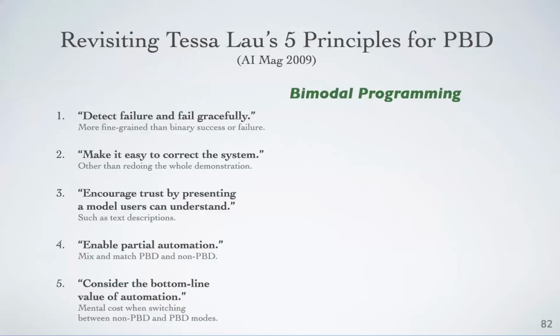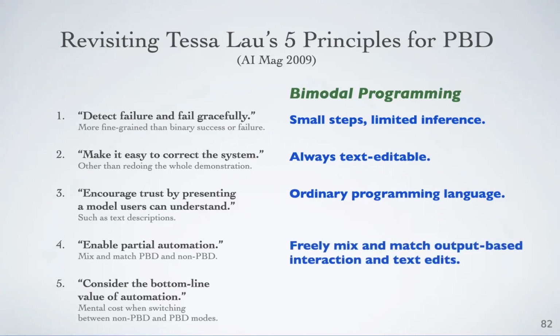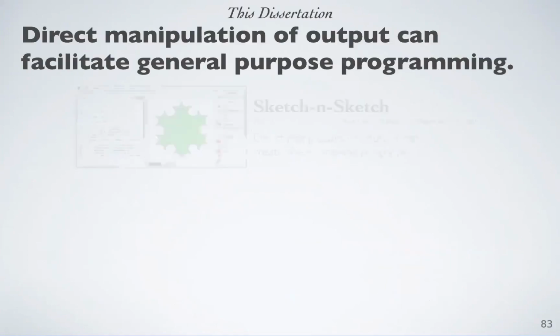All right, bimodal programming, does it satisfy Tessa Lau's principles? Detect failure and fail gracefully. We get small steps, limited inference each time, make it easy to correct the system. It's always text editable. Are we encouraging trust? It's just an ordinary programming language. It's unambiguous what your code is doing. Partial automation, well, you can mix and match between either mode. Although, as I said, our goal today was to see how much you could do without mixing and matching. Then finally, for the bottom line value of automation, is it actually providing value? We wanted to have enough output manipulations that you don't have to do as much text editing.